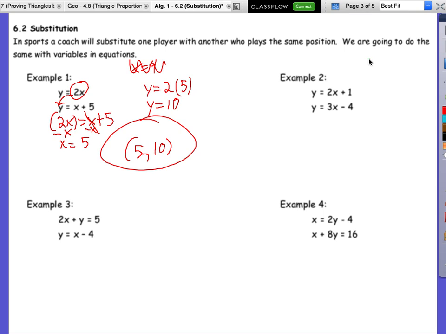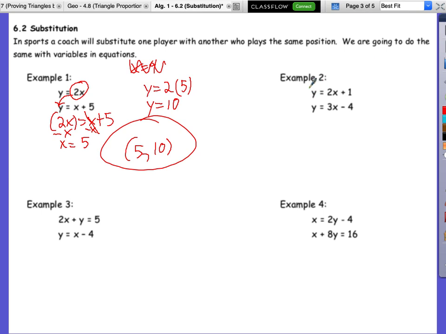So let's look at the first equation. Do we have a variable by itself here? Yes, which variable? Y. Okay, let's look at the second equation. Do we have a variable by itself? Yep, which one? Y. Okay, awesome. So we have two equations with variables by themselves. We only need one. We have two, so we can choose either one.